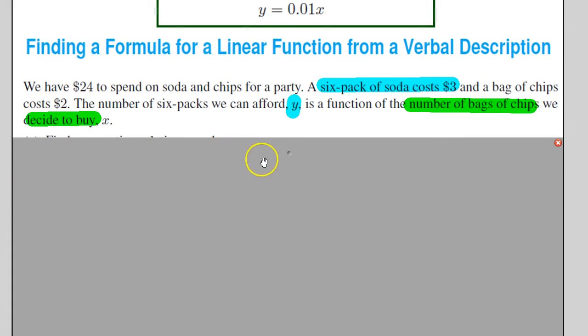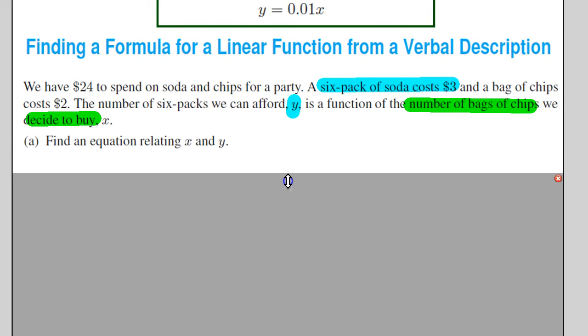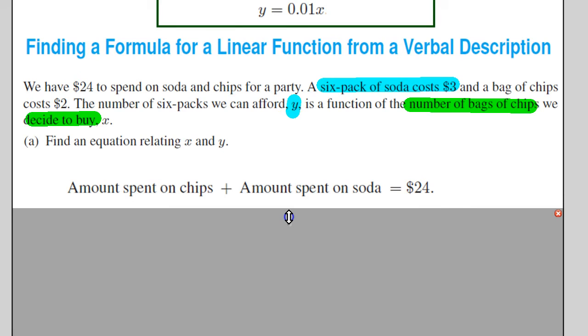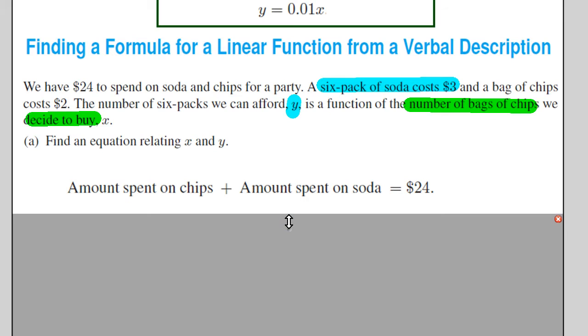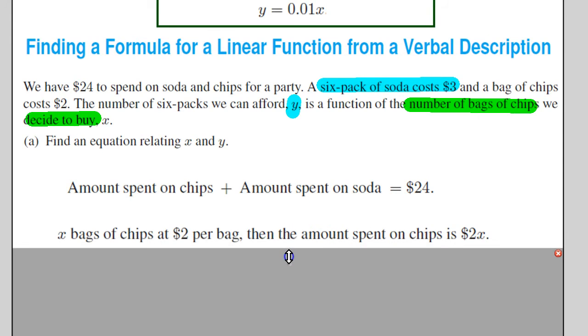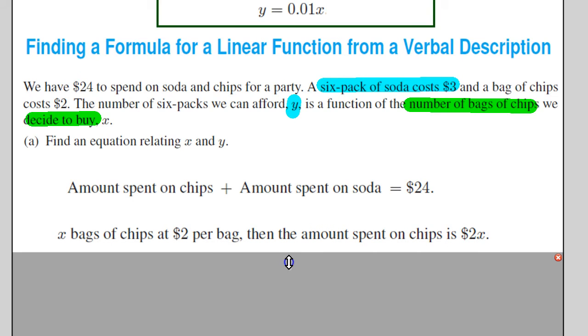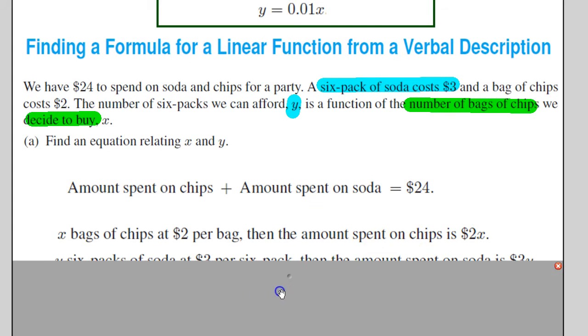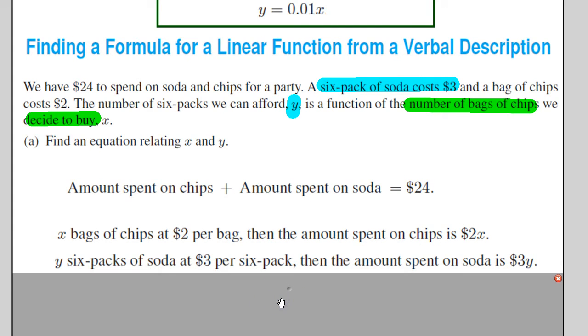Okay, and so without even thinking about linear expressions, just in common sense, if you have $24 to spend on soda and chips, and Y represents the number of 6-packs of soda and X represents the bags of chips, then the equation relating X and Y can be found by adding up the amount spent on chips with the amount spent on soda and making sure it equals 24. Well, since X bags of chips at $2 per bag, then the amount spent on chips is 2X. And since for Y 6-packs of soda at $3 per 6-pack, then the amount spent on soda is 3Y.